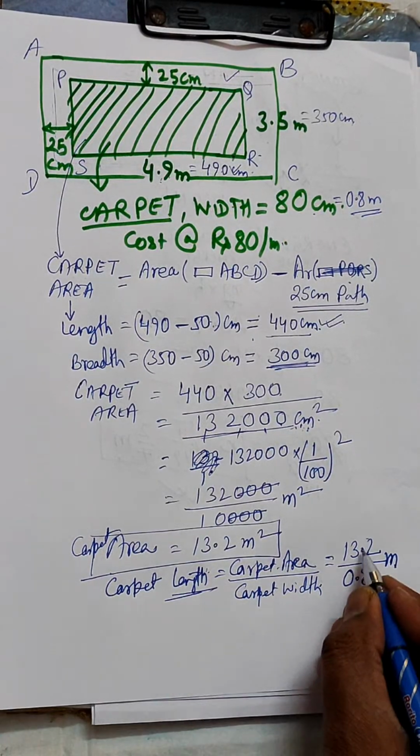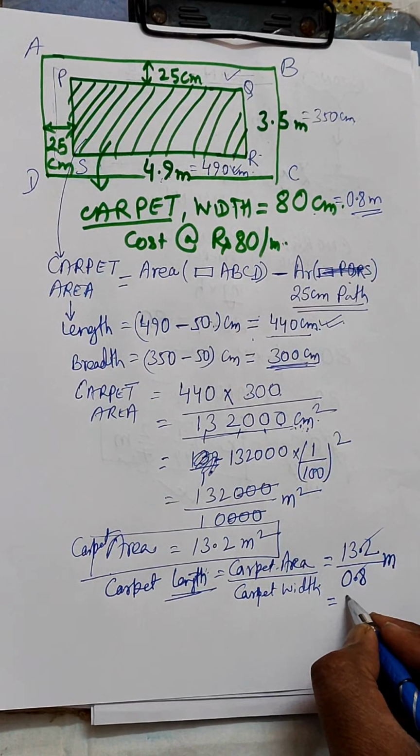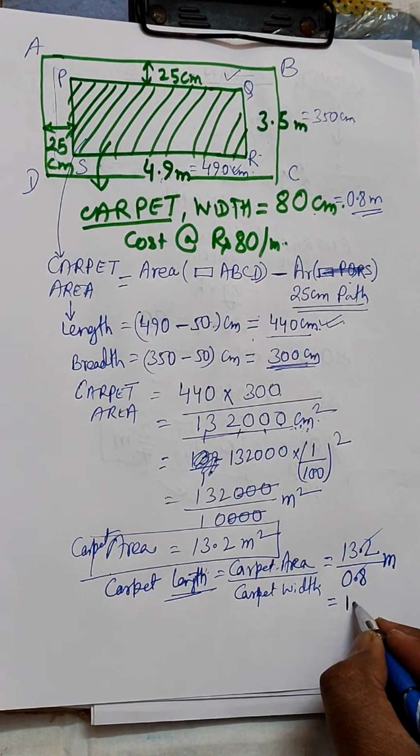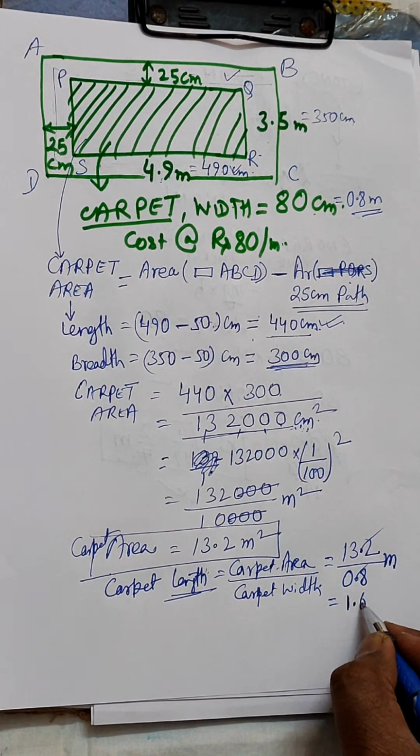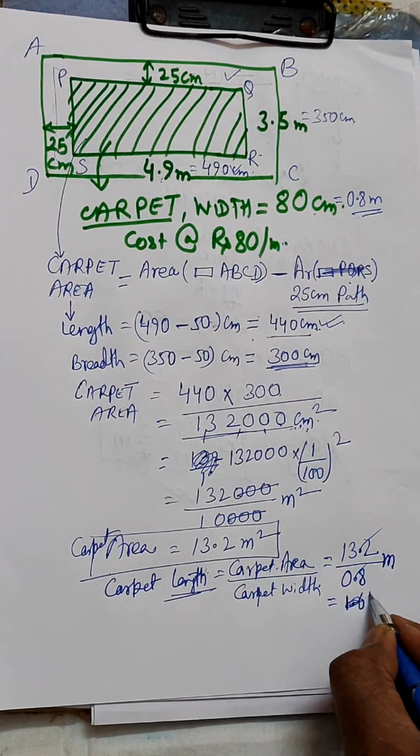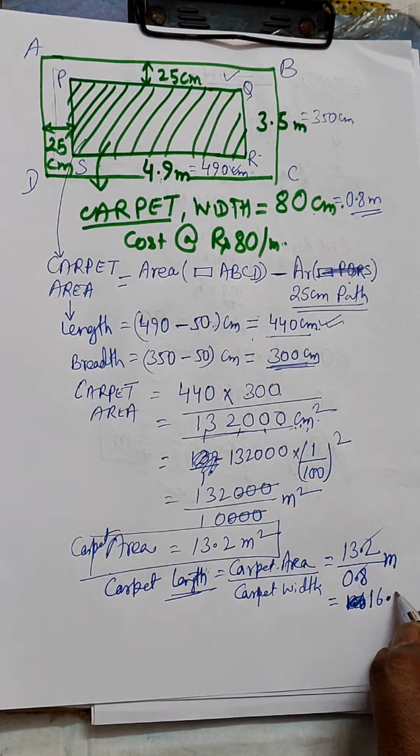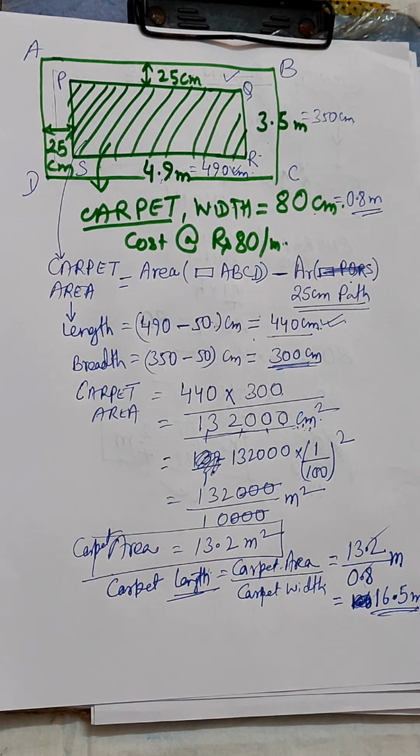Now this will give you, the decimal will be replaced, 16.5 meter of length will be required. So this is your answer. How much of carpet length is required? 16.5 meter.